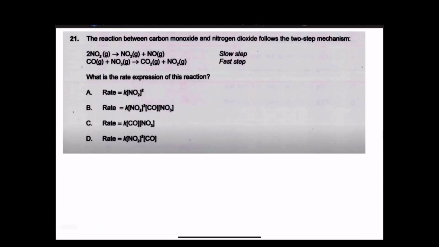Moving to question 21, we have to find the rate expression. So the slow step is given, so rate will just be k times NO2 whole squared. This is the answer, which is option A.